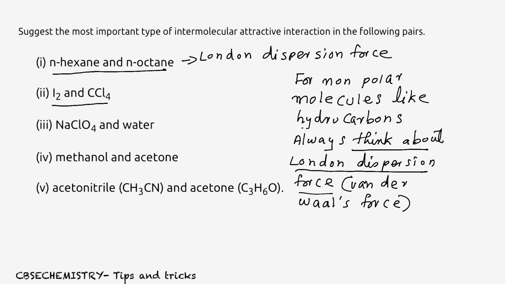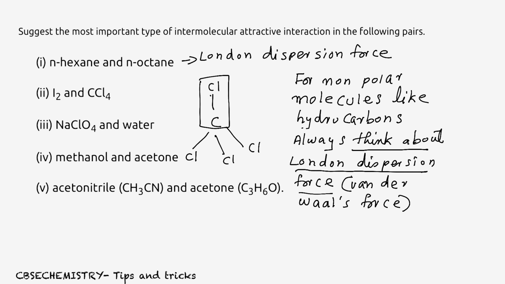Next is I2 and CCl₄. Regarding I2, it is non-polar. What about CCl₄? You know CCl₄ has a tetrahedral structure, right? And if you check each C-Cl bond, you can see that it has polar character. But due to its symmetrical tetrahedral structure, all dipole moments get cancelled. So what happened? CCl₄ as a whole becomes non-polar.